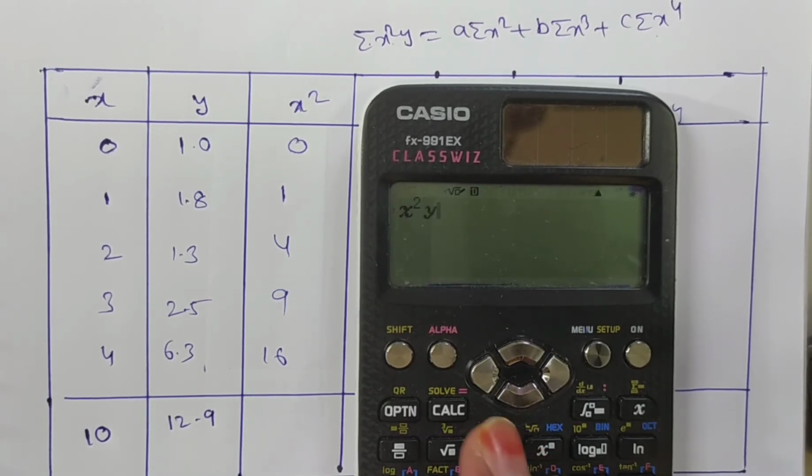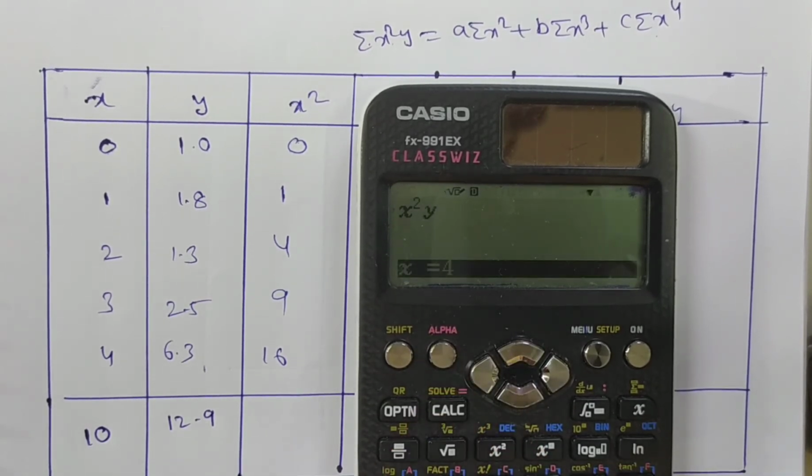y. Now you solve, and you have to give the x value only, not the x square value. Suppose x is equal to 3, here you have 3, and the y value is 2.5. Then which value will you get? You see the x square y value, that is 22.5. Like this we have to solve all.